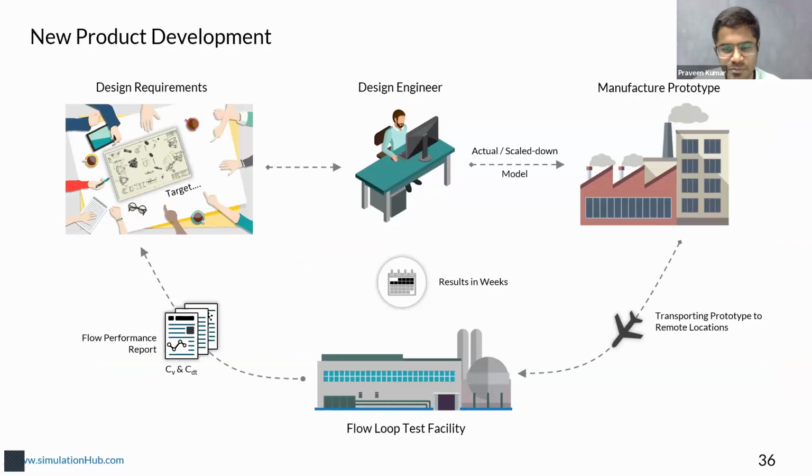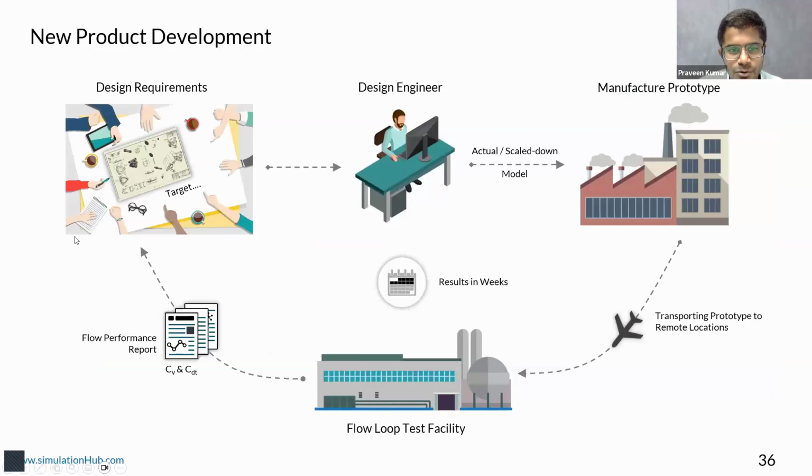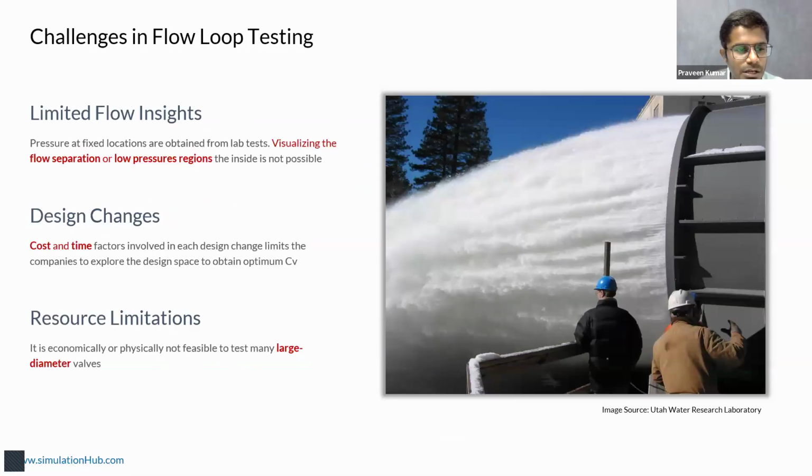So that flow insight is missing from the flow loop test reports, where the visualization of flow separation or low pressure zones prone to cavitation. So those kind of insights are missing. And the design changes involve a lot of cost and time. Imagine you have to go through this whole cycle again if your first design is not performing well.